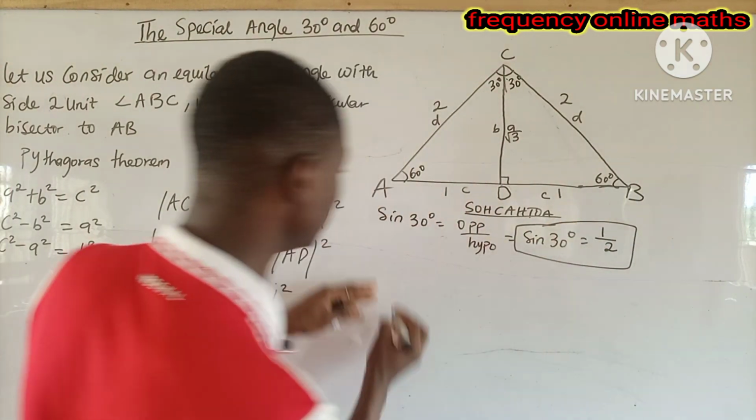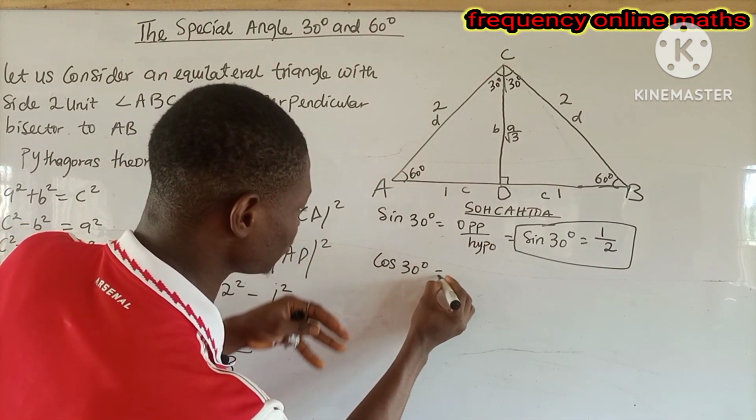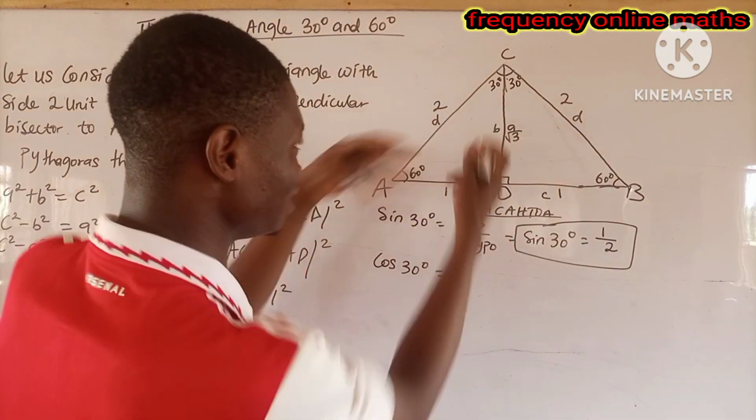So the value for sine 30 is 1 over 2. Now cos 30 degrees is equal to what? You can use this place and find it.